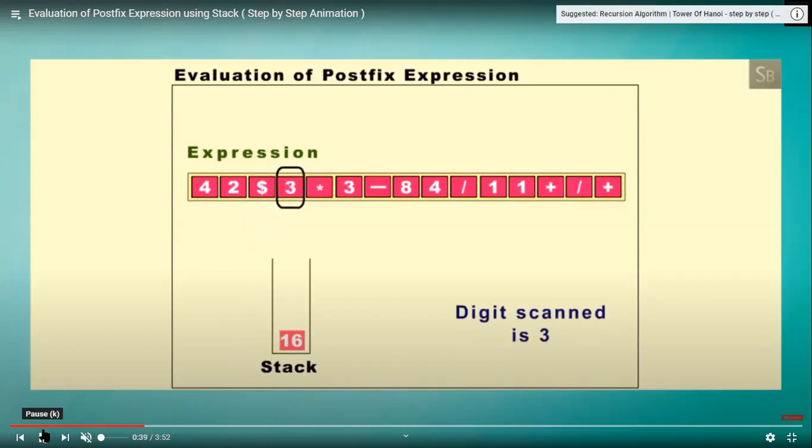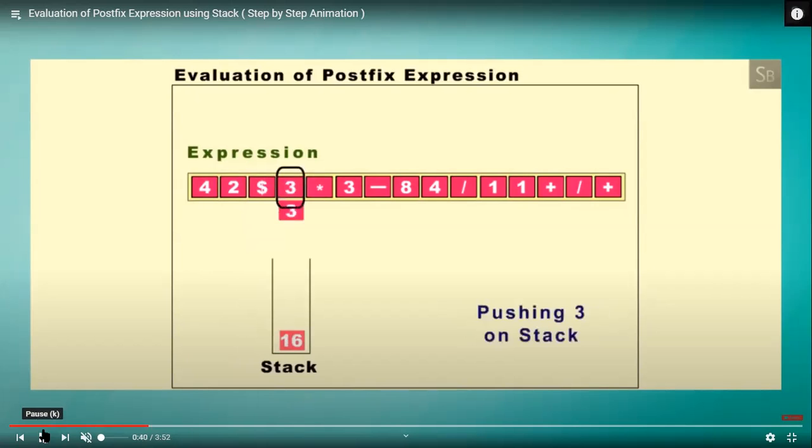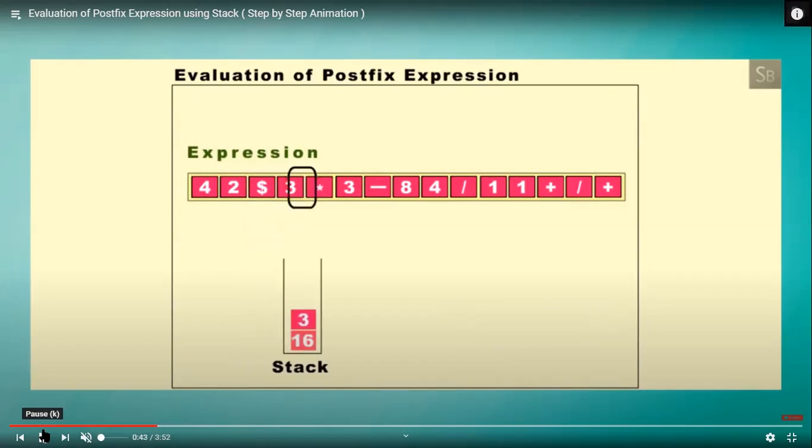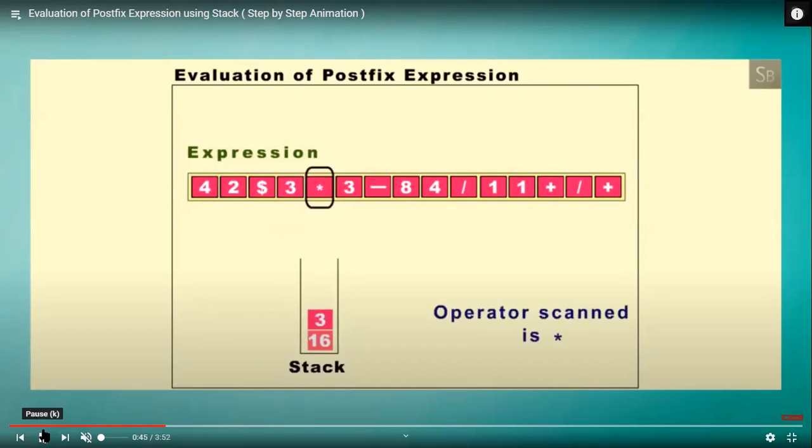Next constant or operand is 3. 3 is an operand, a constant, a digit. It will be placed on top of the stack. Next an operator is scanned, so two digits will be taken out. The first is 3, the second is 16. So it will be evaluated as 16 multiplied by 3, that is 48. The result will be stored in the stack.